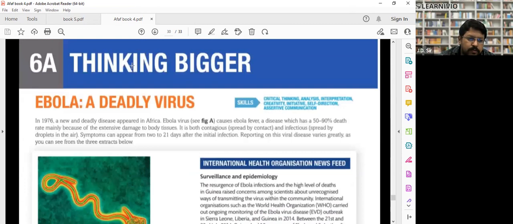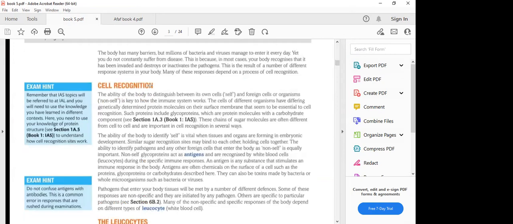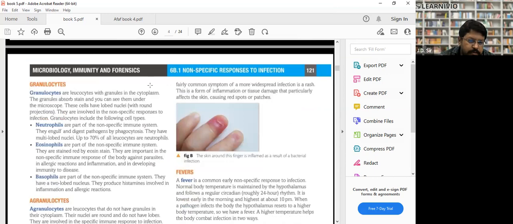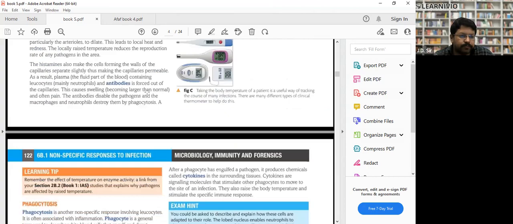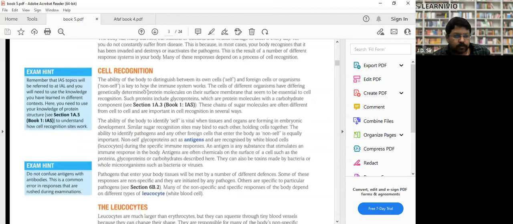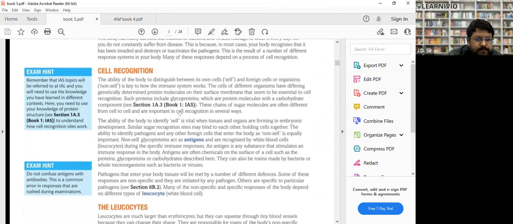So the next one which you shared today is microbiology and process. This one? Okay. Cell recognition. Leukocyte, granulocyte, agranulocyte, monocyte, lymphocyte, inflammation. So let me share with you the diagram of the types first. Let's read it out.